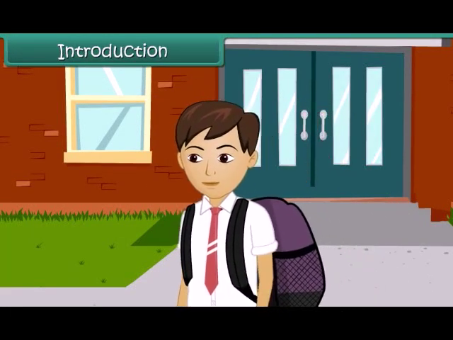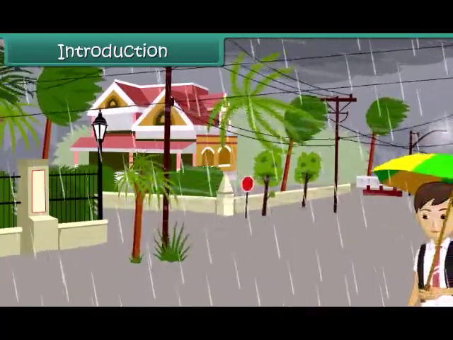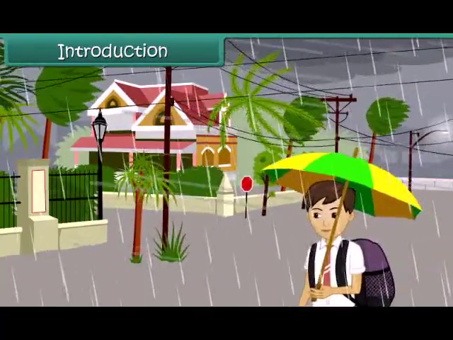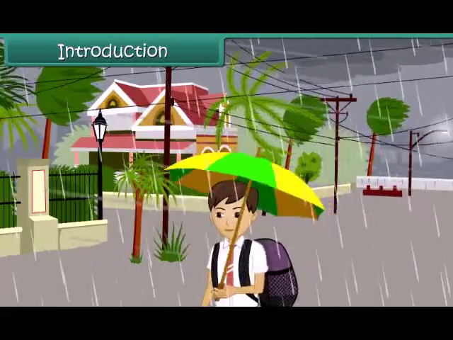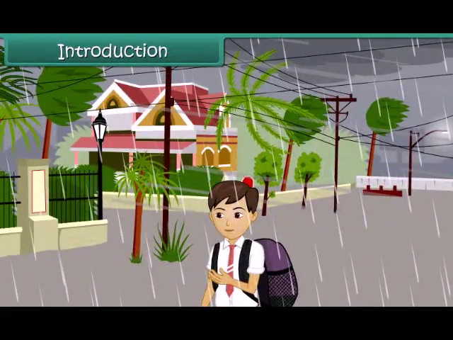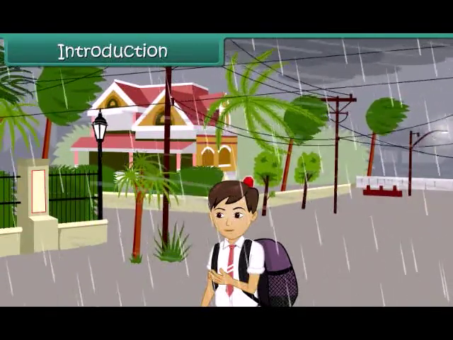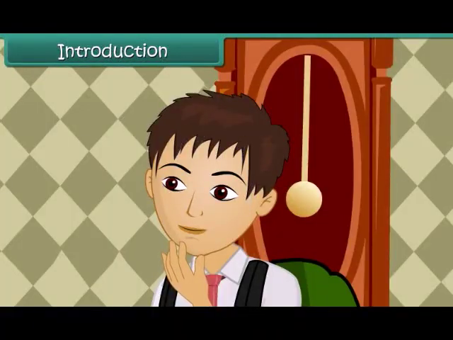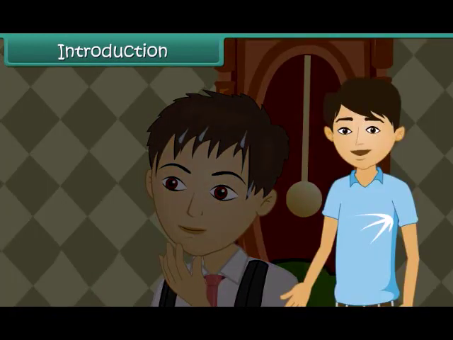Your school is over. It is raining heavily. You open your umbrella and start walking towards your home. Suddenly, a powerful gust of wind blows your umbrella away. You are completely drenched. You return home wondering about the power of wind. In this lesson, we will discuss air in detail.